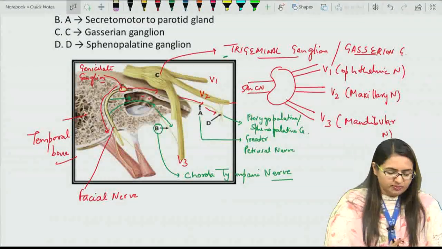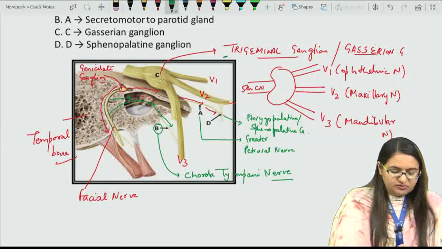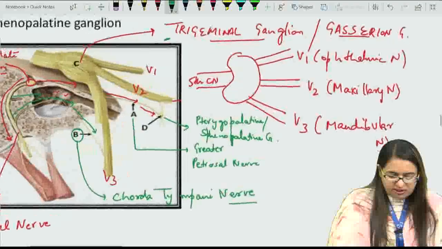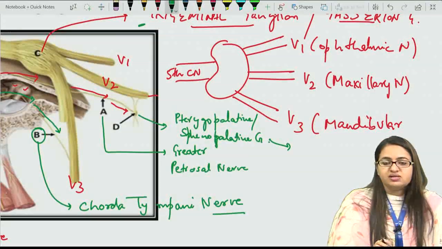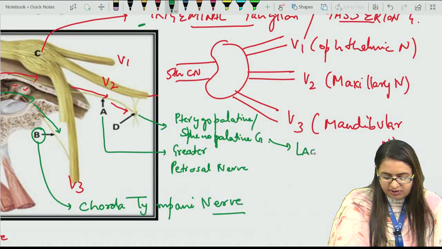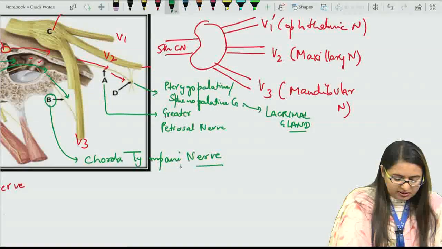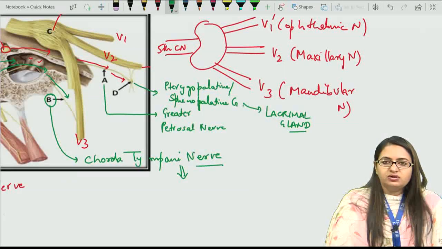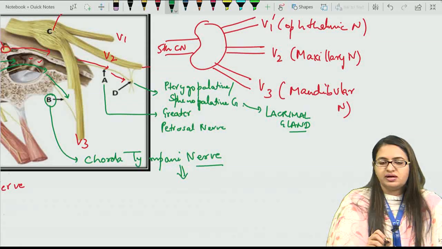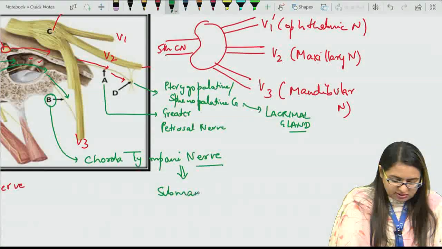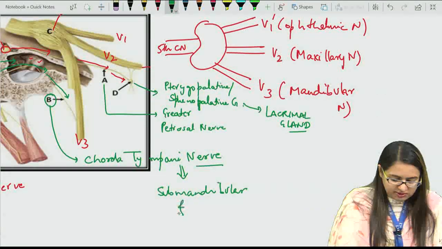So now we know the various structures which are present over here. We have already said that the greater petrosal nerve goes towards the pterygopalatine ganglion, and this pterygopalatine ganglion will further go and send parasympathetic or secretomotor fibers to the lacrimal gland. When we talk about the chorda tympani branch which is going forwards, this chorda tympani will meet the lingual nerve, and then the lingual nerve will be further going towards the submandibular ganglion to send secretomotor supply to the submandibular and the sublingual glands. So this is further going to supply the submandibular and the sublingual gland.